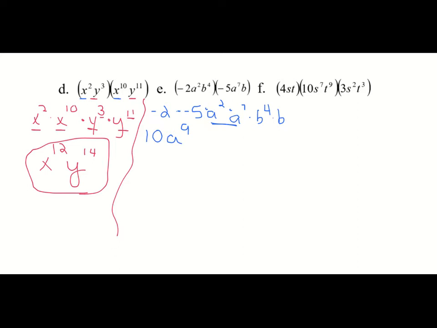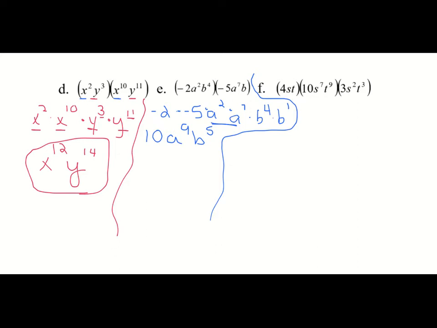And now for b's, I have b to the 4th times b. And every variable and every number really has an exponent. If you don't see it, I call it the invisible 1 there because you have 1b there. So if it helps you, write it in. And we have b to the 4th times b to the 1st, which is going to give us b to the 5th power. So my final answer there is going to be 10, a to the 9th, b to the 5th power.